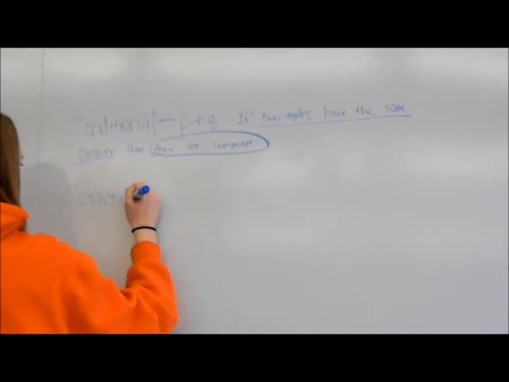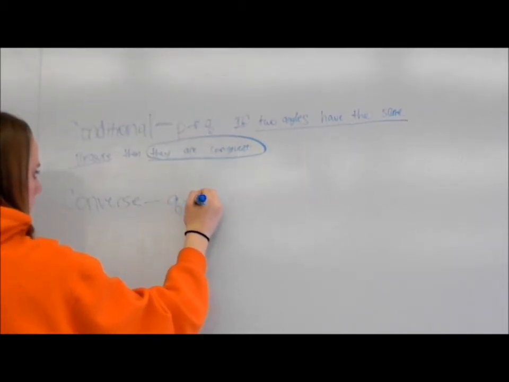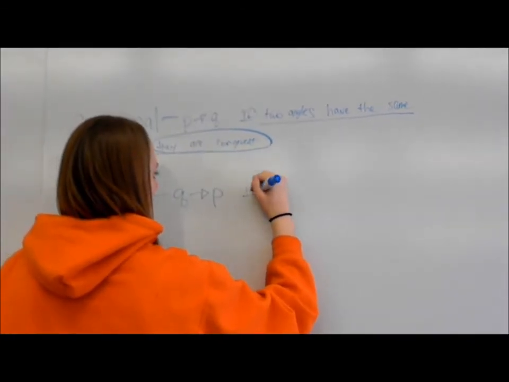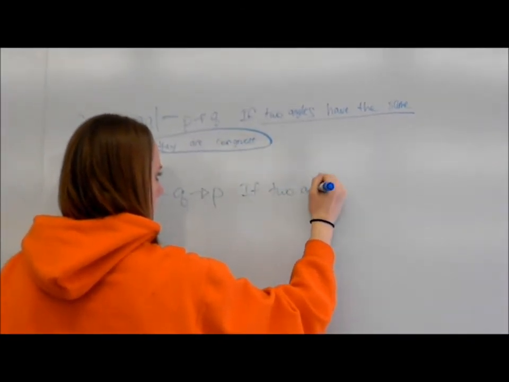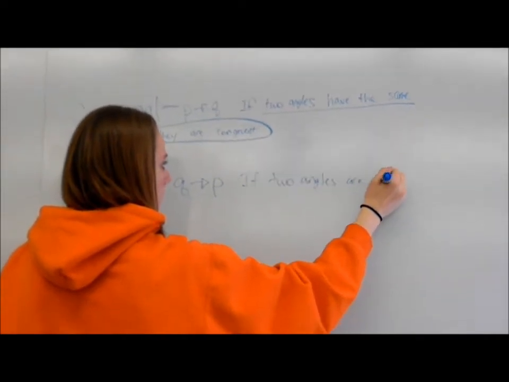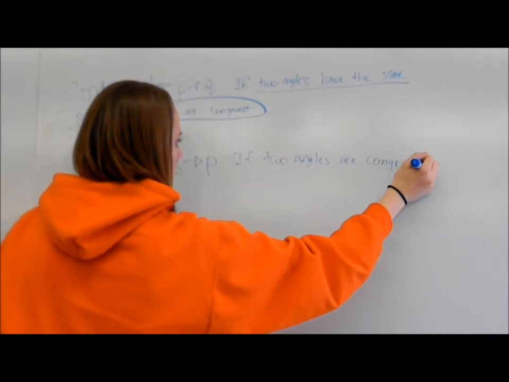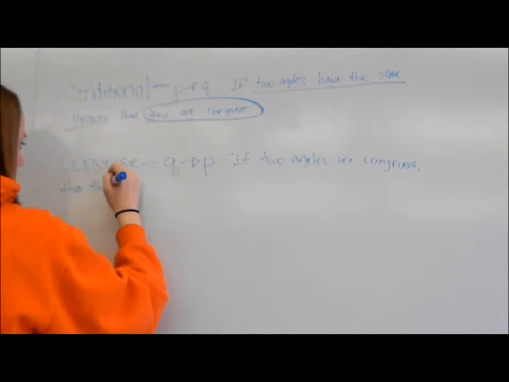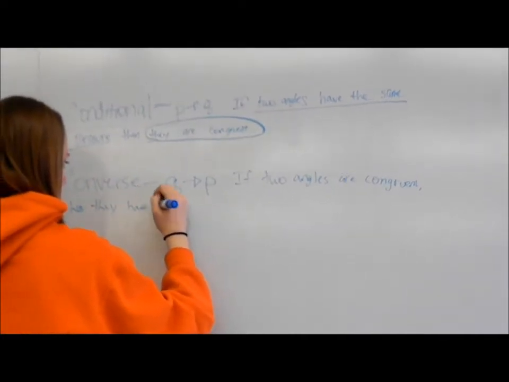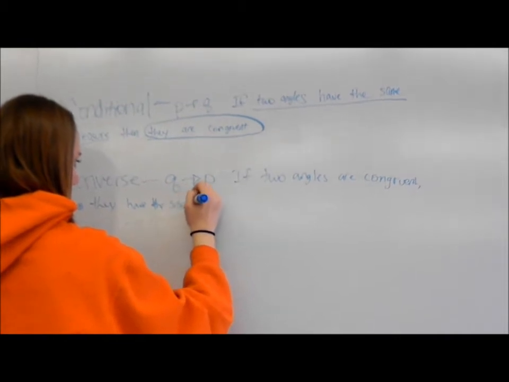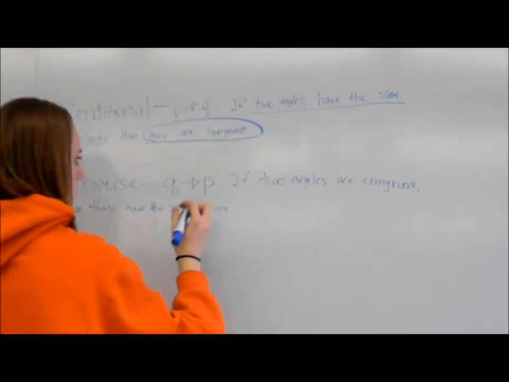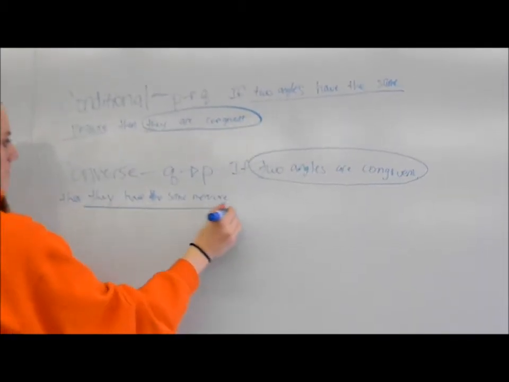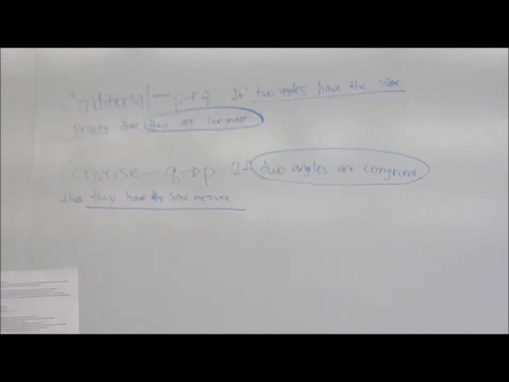the order is Q then P. So you would write if two angles are congruent, then they have the same measure. So the Q was if two angles are congruent, then they have the same measure. Then there's an inverse statement.